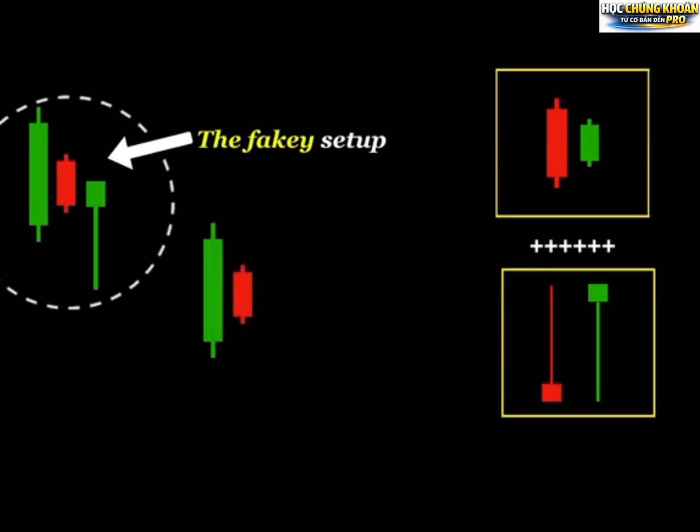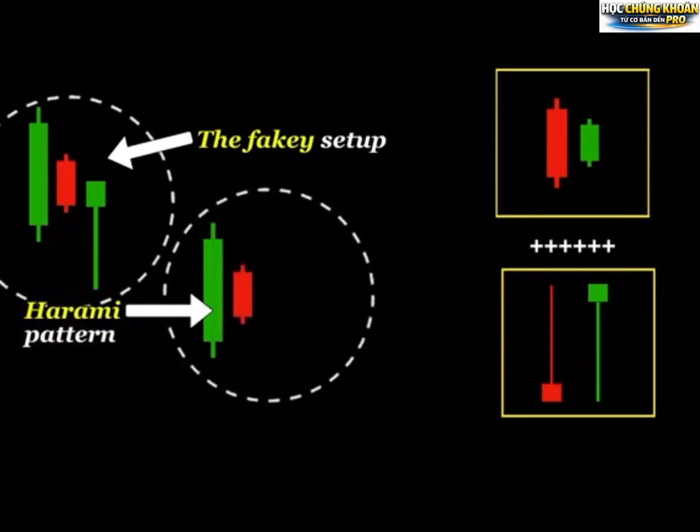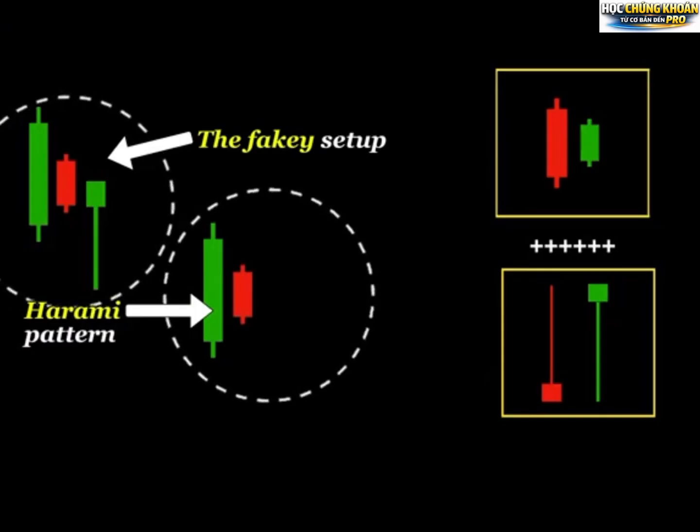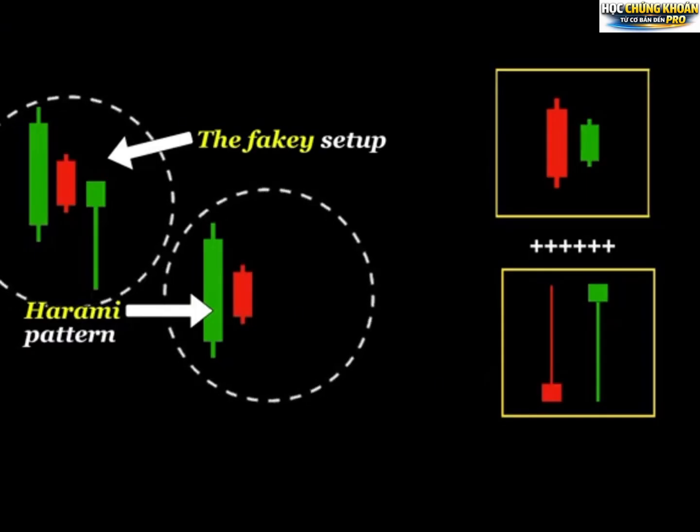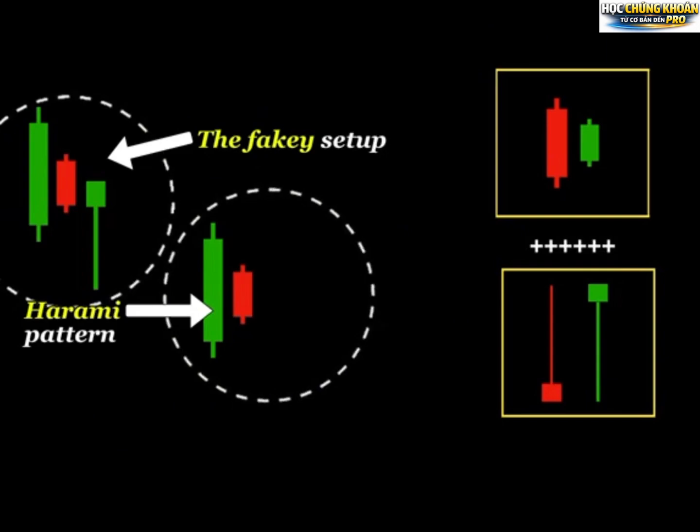The fakie setup starts with a harami structure. First, we have a large candle, which we call the mother candle. Then we have a smaller candle that forms inside the body of the mother candle. This small candle is often called the baby candle. When this structure appears, the market usually enters a short period of pause or indecision.